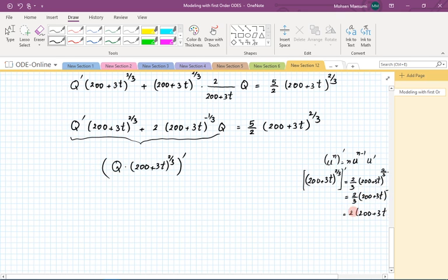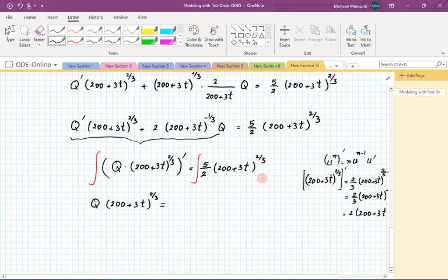So all of this was to convince ourselves that when I differentiate the second, I get this factor. So I'm right so far. Then I write the right hand side, 5/2 times 200 plus 3t to the power of 2/3. Well, good so far. Now we go ahead and integrate both sides, of course, with respect to dt. So the integral of a derivative is going to be our function, Q times the 200 plus 3t to the power of 2/3.